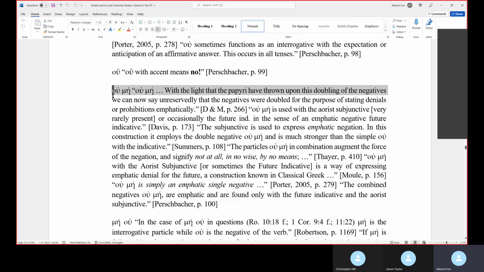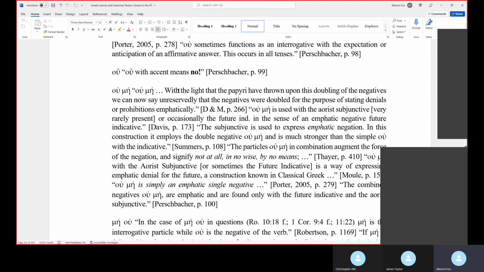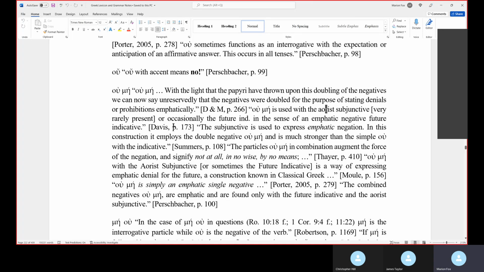Here's ou me, and it tells us here, and that's something we just looked at. Ou me, with the light the papyri have thrown upon the doubling of the negatives, we can say unreservedly that the negatives are doubled for the purpose of stating denials or prohibitions emphatically. So it can be in a denial or a prohibition, very emphatic. All right, ou me is used with the aorist subjunctive, very rarely the present, or occasionally the future indicative, in the sense of an emphatic negative future indicative. According to Davis.